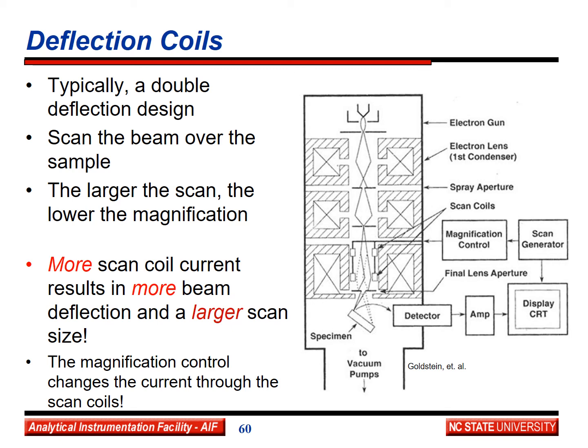We're going to scan the beam over the sample to make a map of the image. The larger we make our scan, the lower the magnification. So as we decrease the scan size, we increase the magnification. More current passing through the scan coils is going to result in more beam deflection and a larger scan size. The magnification control changes the current through the scan coils and changes the magnification of the image by adjusting the size of the scan.